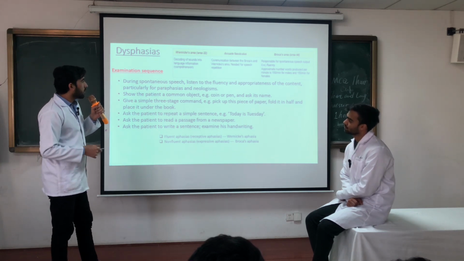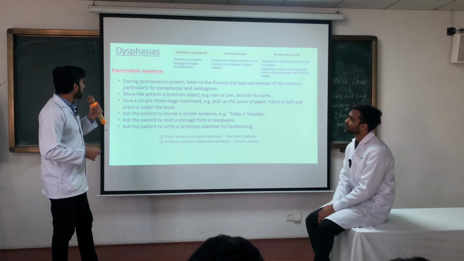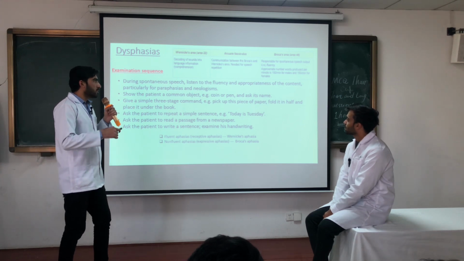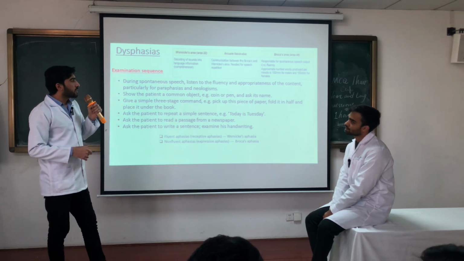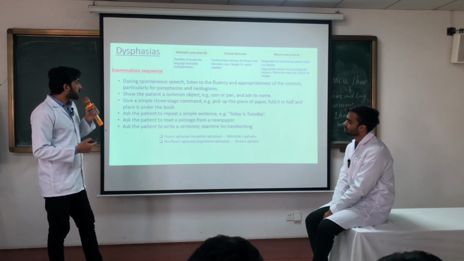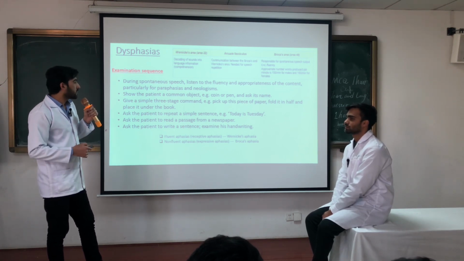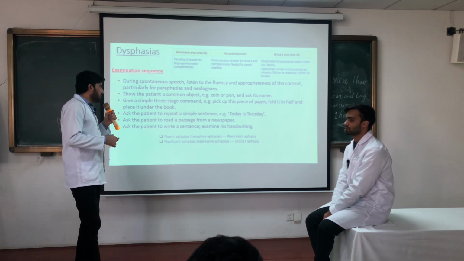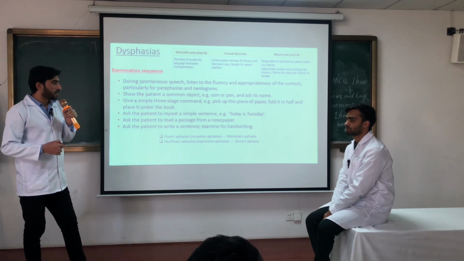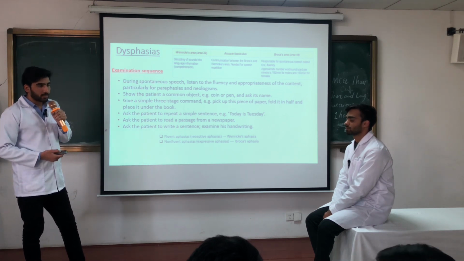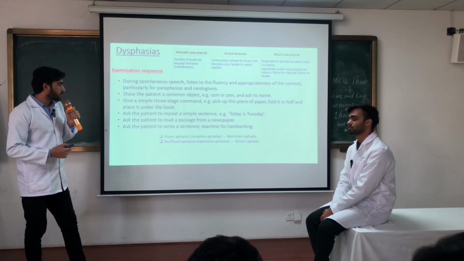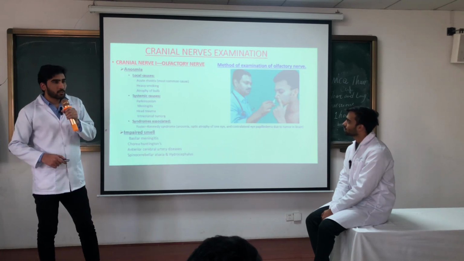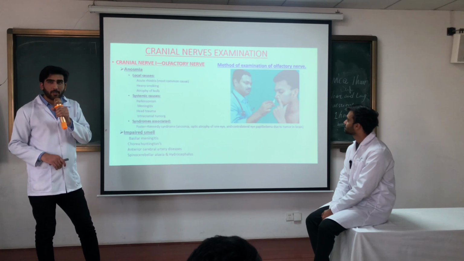During spontaneous speech, listen to the fluency and appropriateness of the content, and show the patient a common object like a coin or pen and ask its name. If the patient names it, these speech areas are intact. Ask the patient to read a passage from a newspaper, ask the patient to write a sentence, and examine the handwriting. Receptive aphasia is due to a problem in Wernicke area, and non-fluent expressive aphasia is due to Broca aphasia. So these are the things we can check in higher mental functions.